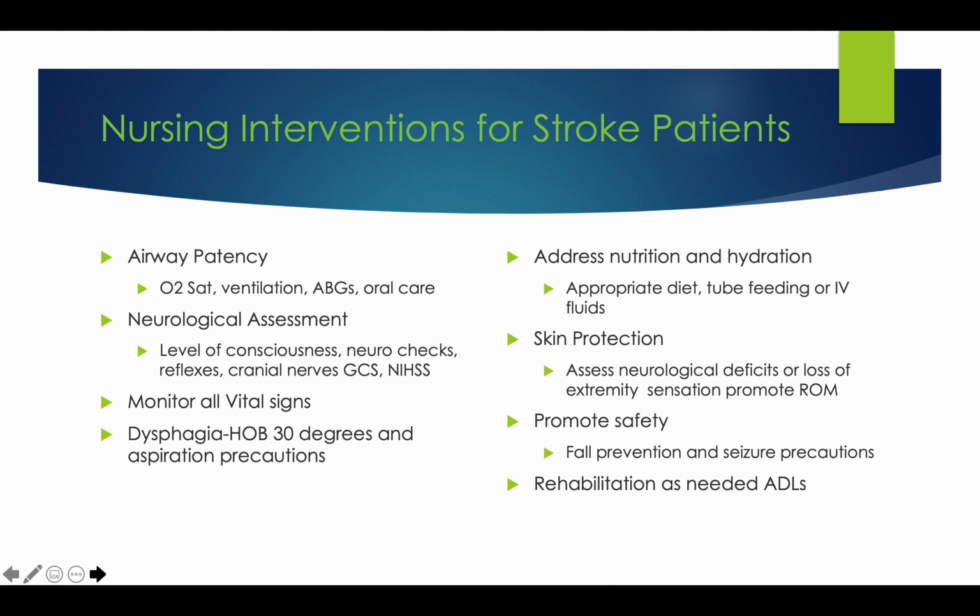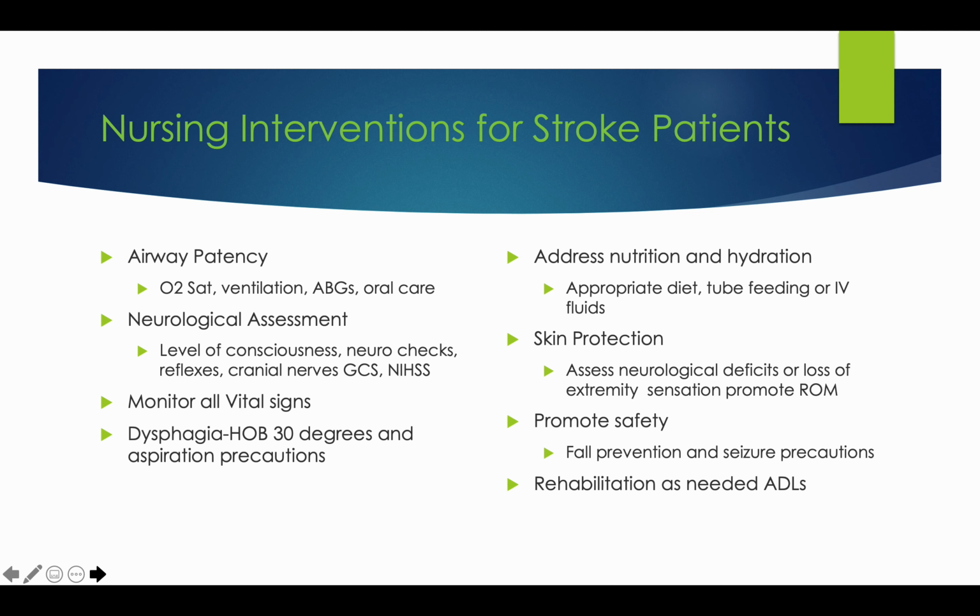Like I said, commonly you're doing frequent neuro assessments on these patients, at least every hour or more frequent, assessing their level of consciousness, their neurochecks, their reflexes, cranial nerves, the Glasgow Coma Scale, and the NIH Stroke Scale. Ongoingly monitoring all their vital signs, like I've explained already. You're assessing the patients for dysphagia. You want to have head of the bed elevated at least 30 degrees, and assessing for aspiration precautions. Ongoingly, always addressing and assessing patients for nutrition and hydration.